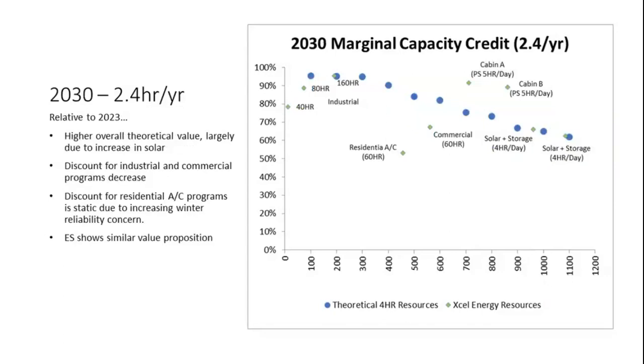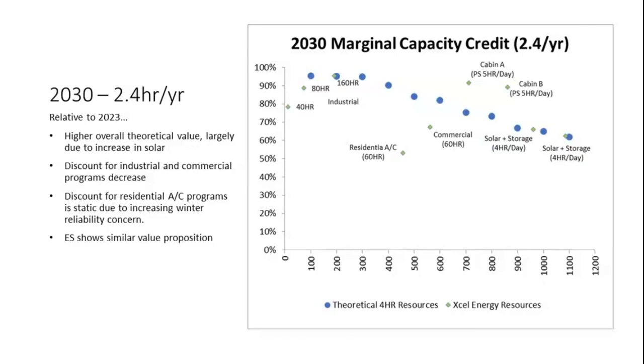So the big point here is, with increased solar, you're going to see a higher overall theoretical value. That blue line moved up. The second thing you see is the discount for those DR programs, particularly the industrial and commercial programs, decreases. That is, it closes the gap. As you get more solar, your peaks become peakier, and these programs can meet those really peaky peaks easier.